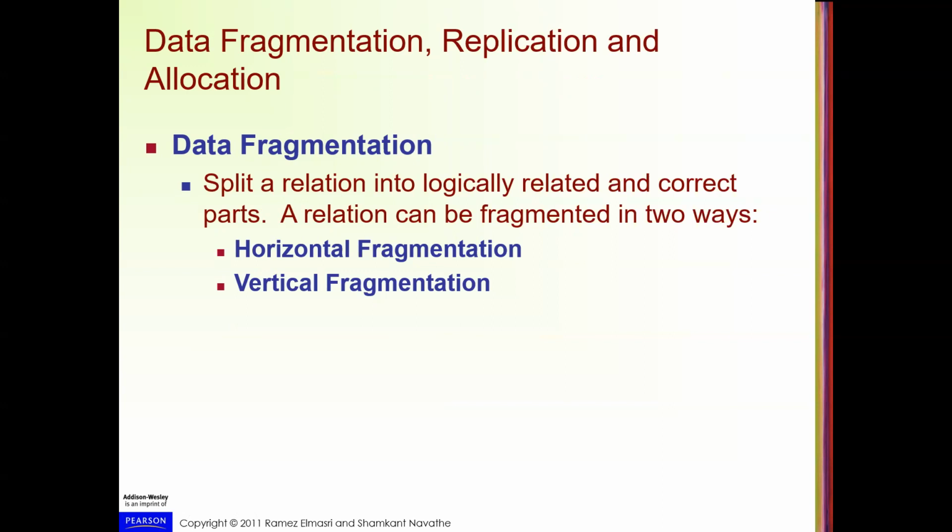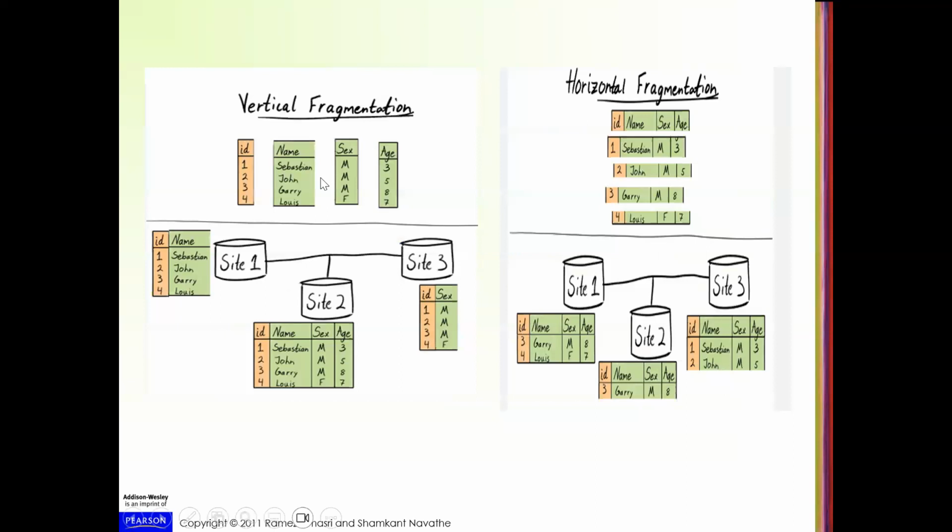When we are splitting a table or dividing a table into logically related and correct parts, then it is called fragmentation. There are two types of fragmentation: horizontal fragmentation and vertical fragmentation. If you have a table and you divide the table based on the columns, then it is called vertical fragmentation. And then you store one part of it in one site, another part of it in another site, and the rest of it in another site.